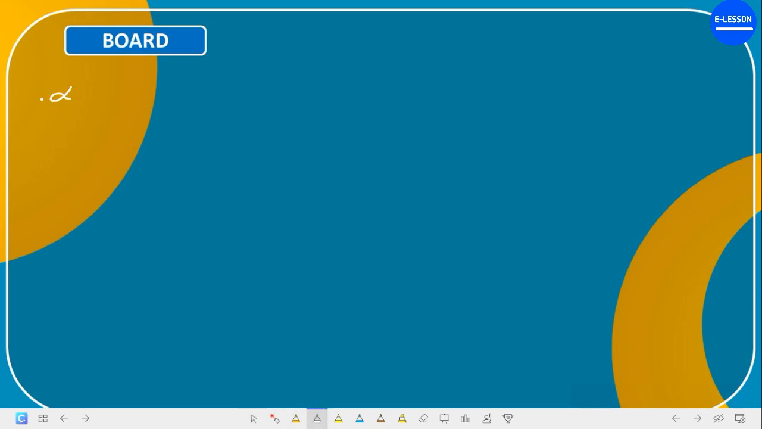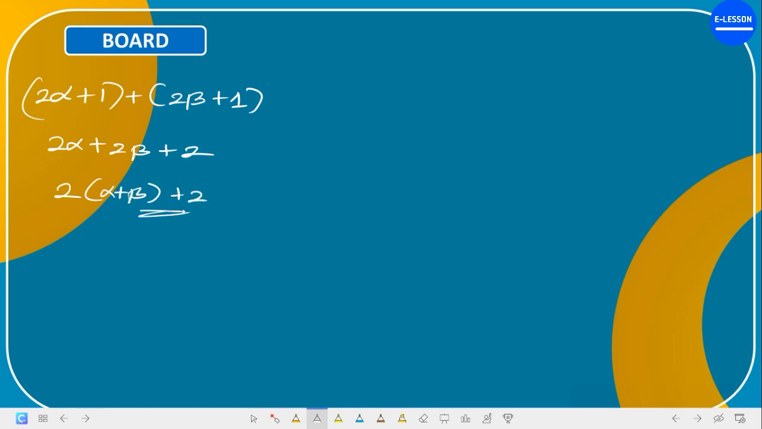Sum of roots. The root is 2 alpha plus 1. Then the other one is what? 2 beta plus 1. So the sum will be the addition of these two. Now, 2 alpha plus 2 beta will give us 2 alpha plus 2 beta. Then plus 1 plus 1 is 2. Are you getting it now? We add the alpha and beta, we place them together, then 1 plus 1 is 2. Now, 2 is common between these two, so you can take it out as 2 bracket alpha plus beta plus 2. So our sum is 2 bracket alpha plus beta plus 2.